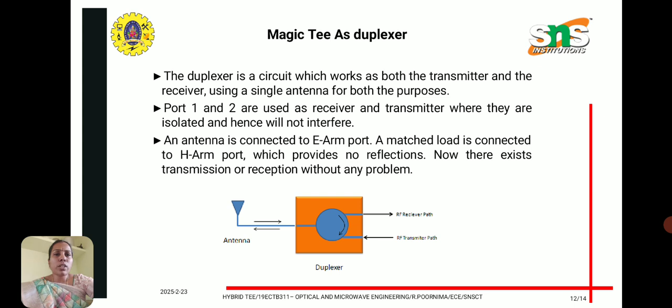Ports 1 and 2 are used as receiver and transmitter, where they are isolated and hence will not interfere. An antenna is connected to the E-arm port. A matched load is connected to the H-arm port, which provides no reflections. So now there exists transmission or reception without any problem.